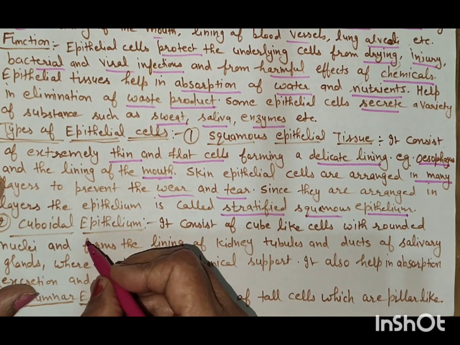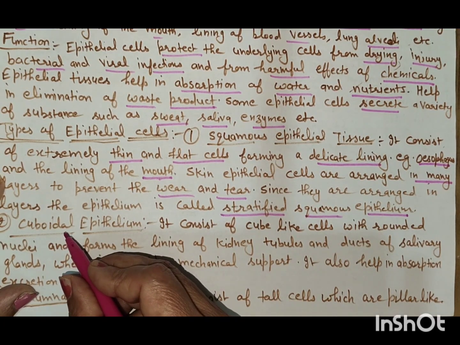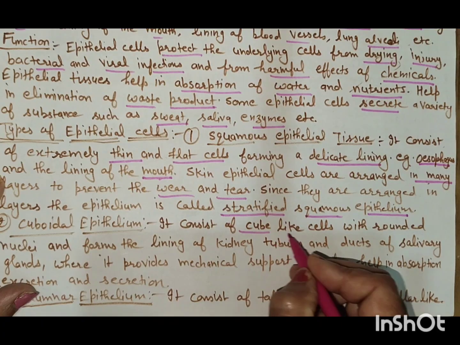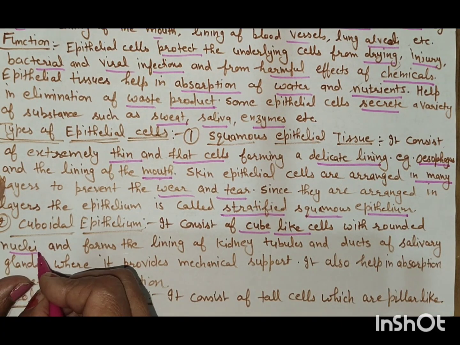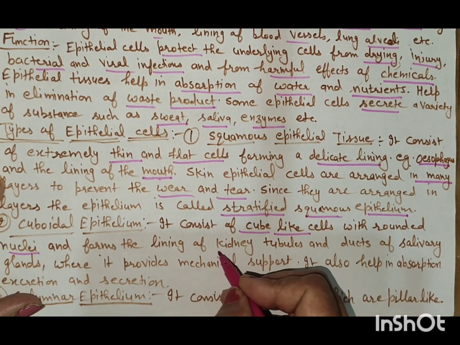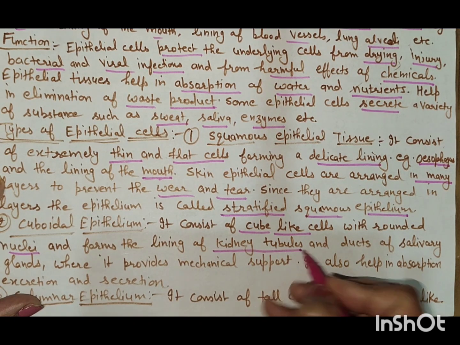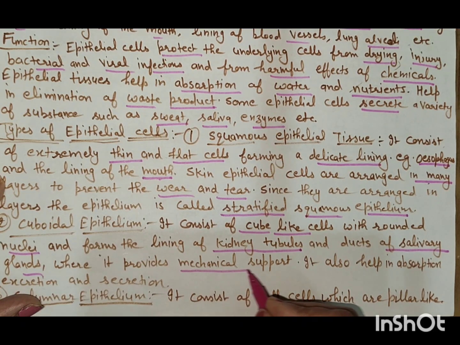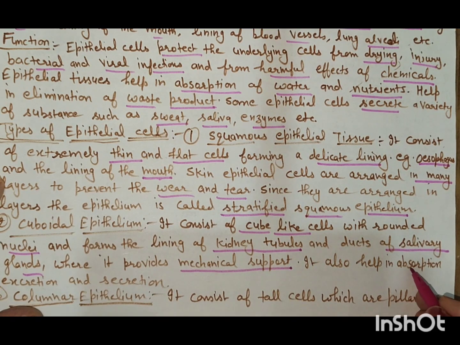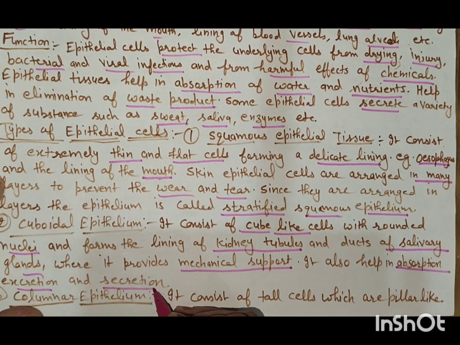Next is cuboidal. As the name suggests, cuboidal cells are cube-like cells with rounded nuclei. They form the lining of the kidney tubules and ducts of the salivary gland, where they provide mechanical support, and they also help in absorption, excretion, and secretion.